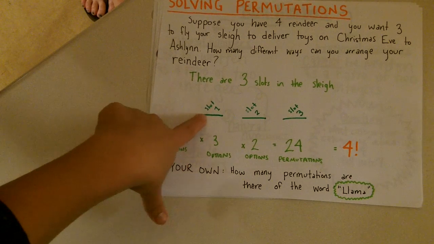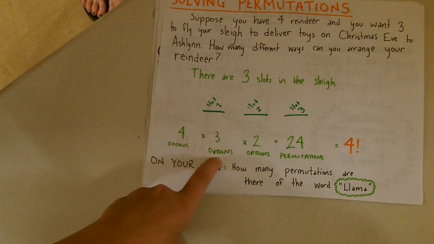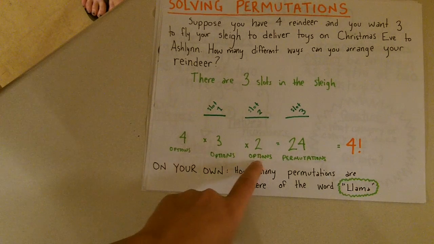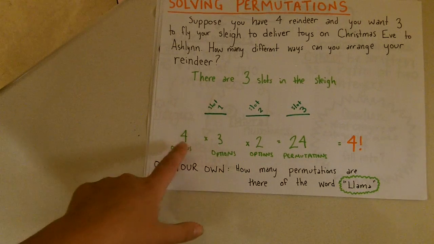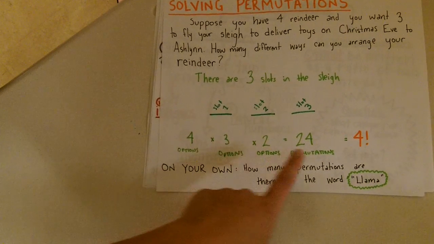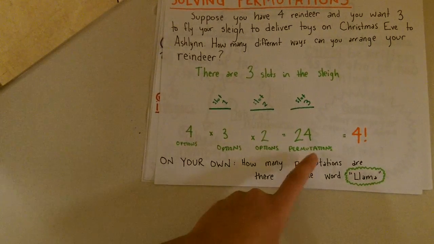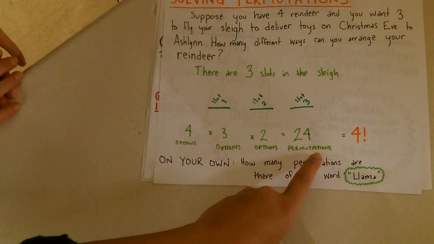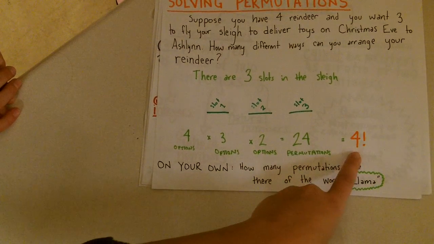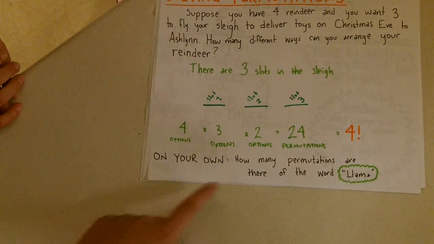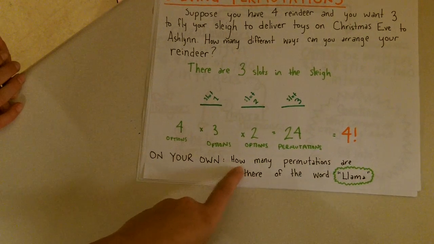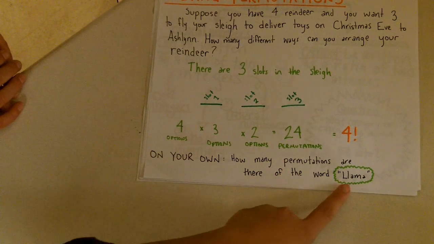So you choose one to go there. Obviously then you only have 3 more reindeer left for your second slot, and then 2 for your last slot. So you'll take these options and multiply them together. So you have 4 times 3 is 12, times 2 is 24. So we have 24 permutations. And if we wanted to write this as a factorial, it would just be 4 with an exclamation point, because 4 is the largest number. So a practice problem that you could do on your own: how many permutations are there of the word llama?